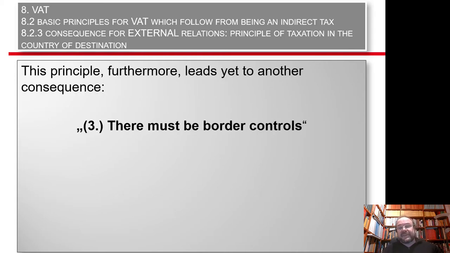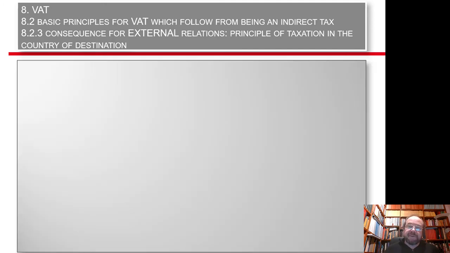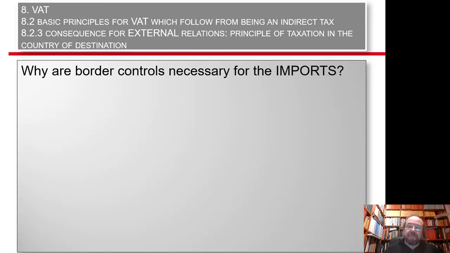Well, if imports are taxed and exports are tax exempt, that directly leads to an additional consequence, which is very often overlooked, for example, by nice people who end up as British prime ministers and call themselves Boris Johnson also. You need border controls. Why? Well, the first thing is simple.